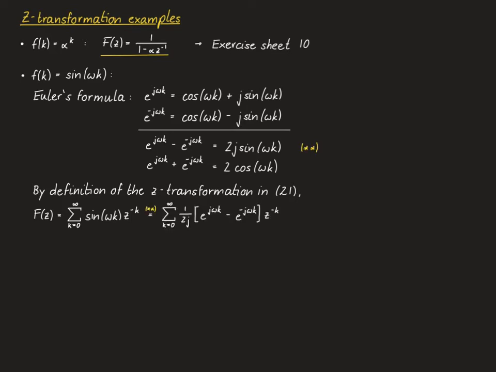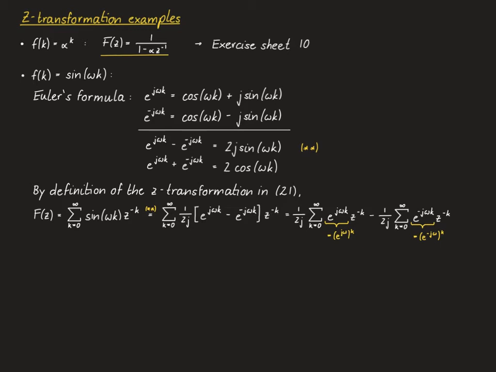to get the sum over k from 0 to infinity of 1 over 2j times in brackets e to the j omega k minus e to the minus j omega k times z to the minus k. This sum can be split into two sums, one involving e to the j omega k, which can also be written as e to the j omega in brackets to the power k, and the other one involving e to the minus j omega k, which in a similar fashion can be written as e to the minus j omega in brackets to the power k.